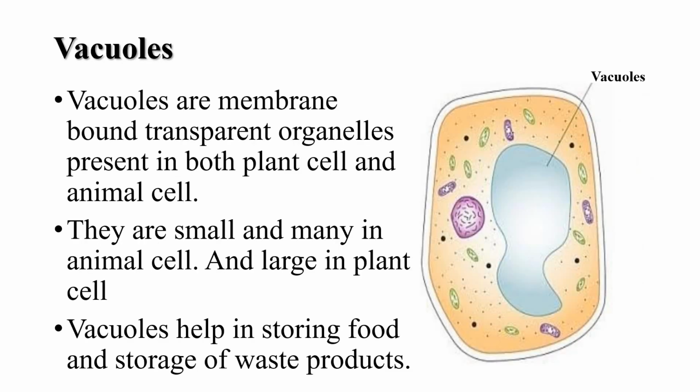Another component of the cell is vacuole. Vacuoles are membrane-bound transparent organelles present in both plant cells and animal cells. They are small in size in animal cells while they are large in plant cells. The vacuoles help in storing food and storage of waste products.